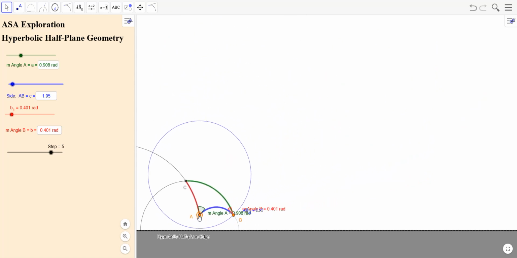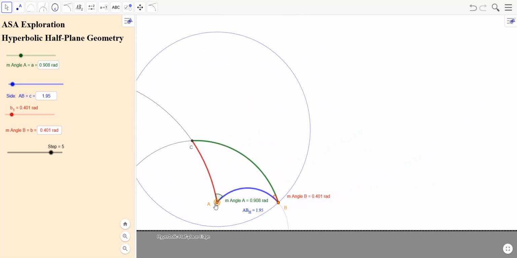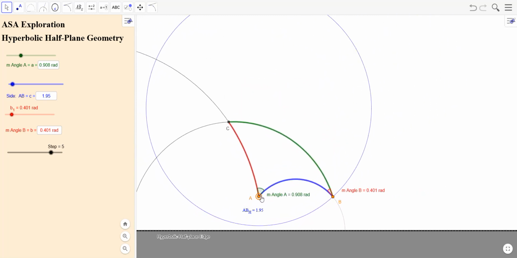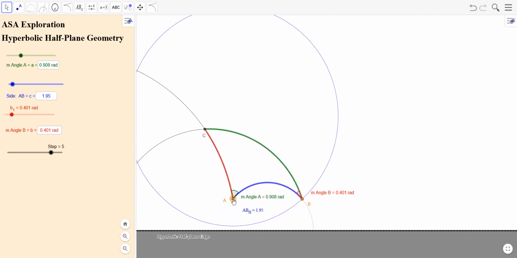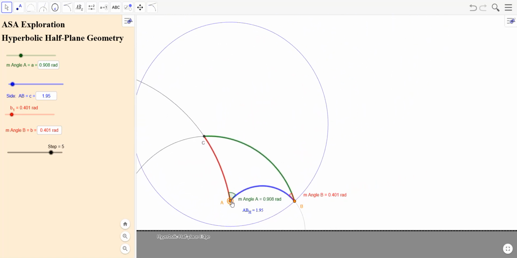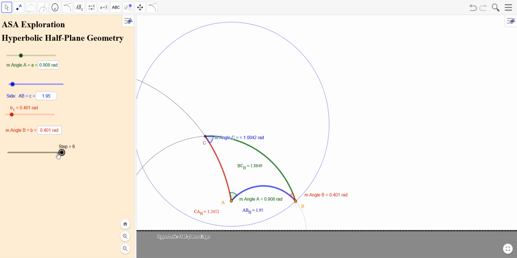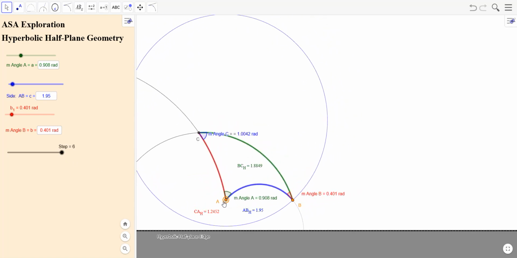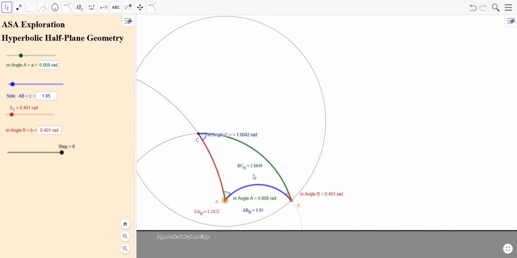Now, they may not look congruent. They're not congruent as Euclidean figures, but using the distance metric and the angle measure and so forth that we have in hyperbolic geometry, these are staying congruent triangles. And we can see all those measurements. They stay the same no matter where we put those. We're using the actual measurement tools that I built into GeoGebra.